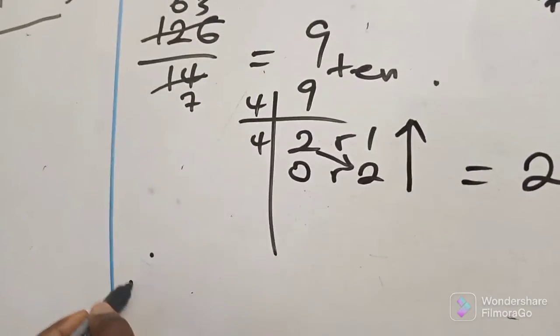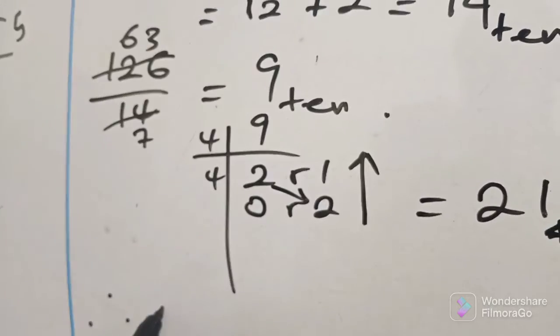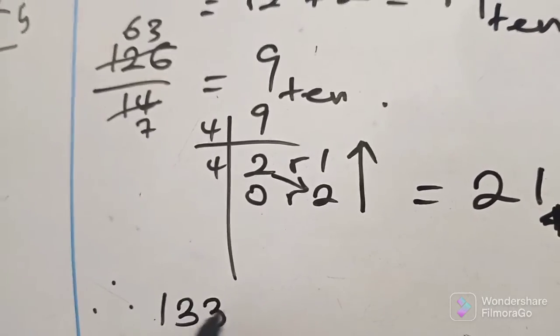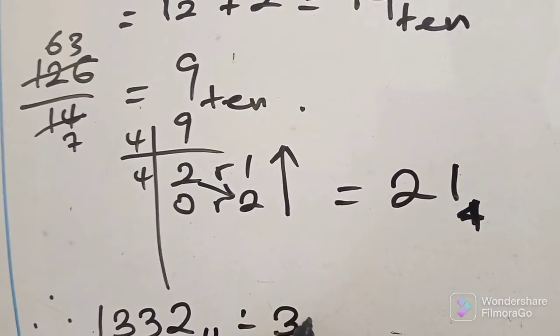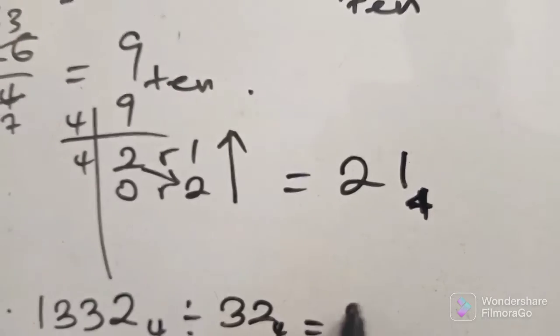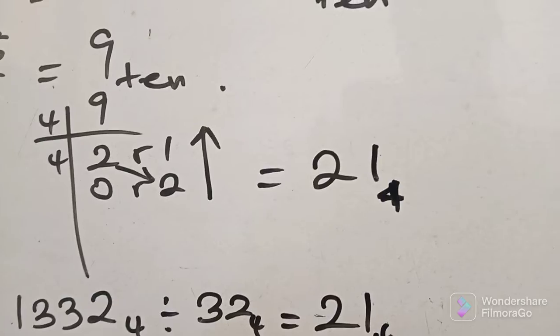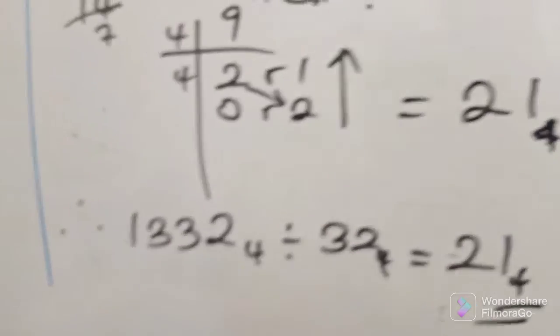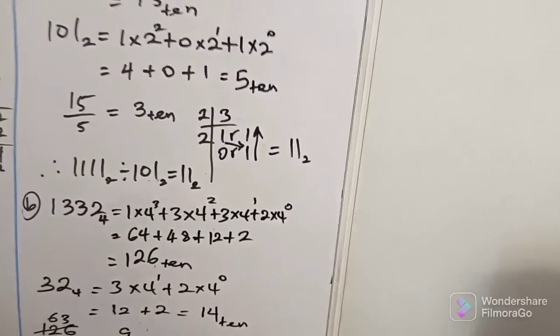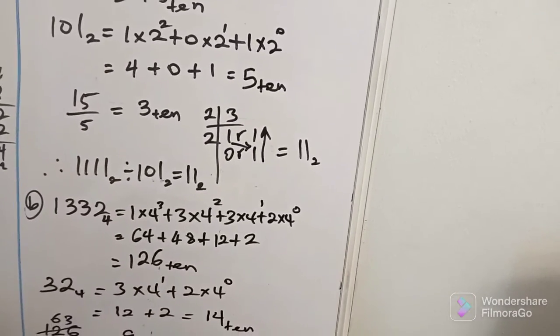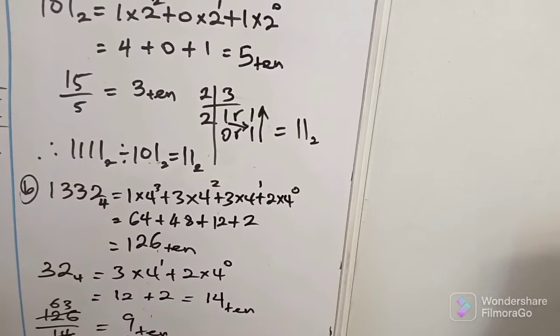Therefore, we can conclude by saying 1332 base 4 divided by 32 base 4 is equal to 21 base 4. So it's as simple as that. So you can see it, very simple. Although we have another method, but I believe that this is the easiest. Thank you.